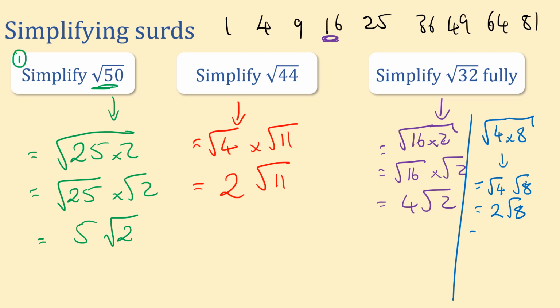So I could break this down further into 2 root 4 times 2, which is 2 root 4 root 2, and then square root of 4 is 2, so we get 2 times root 2, and then 2 times 2 is 4. Okay, so you can see that method is a lot longer, so it's really worth taking the time to try and find the biggest square number that goes into our surd.